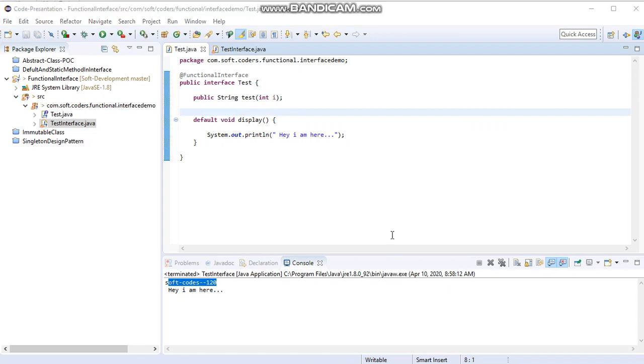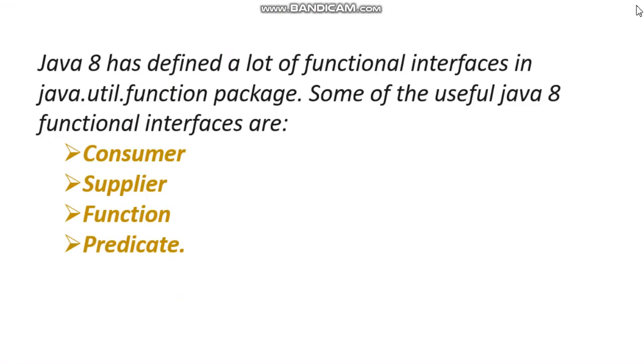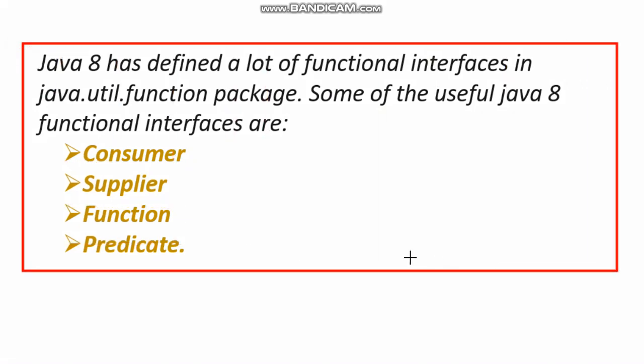So in JDK 8, a lot of functional interfaces were added. So let's check the common interfaces. So these are the functional interfaces provided by Java 8. Not only these, but a lot of interfaces are provided by JDK 8. But these are the very popular interfaces like Consumer, Supplier, Function, and Predicate. You can see the use of these interfaces inside the Stream API, and we'll also make a video on the same.